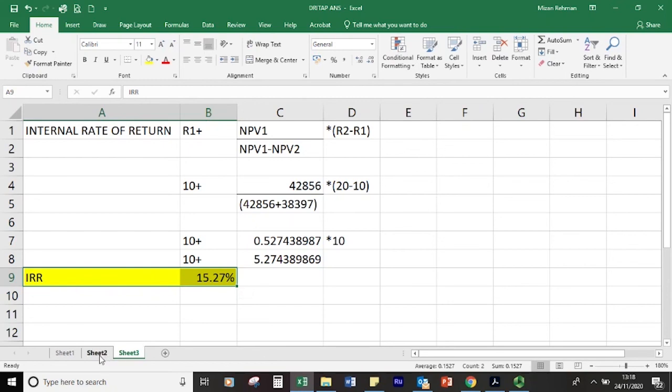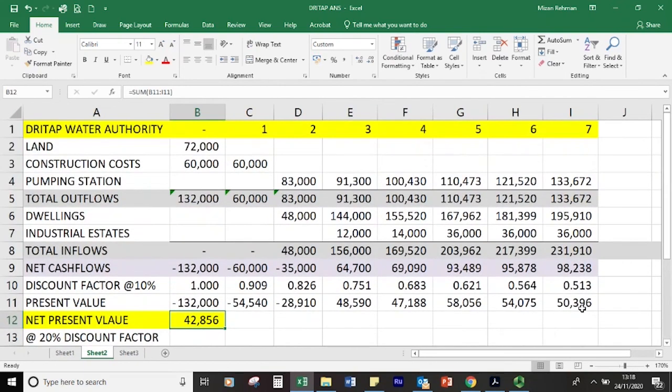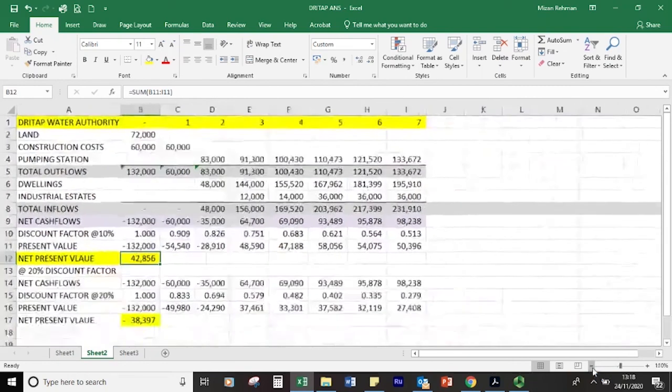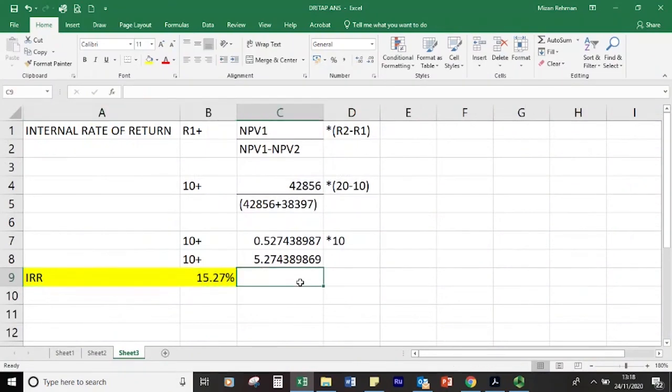So what we did in this video is we answered our NPV calculation using two formulas, and then we did internal rate of return doing this.